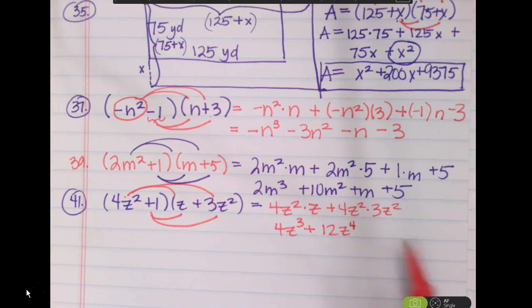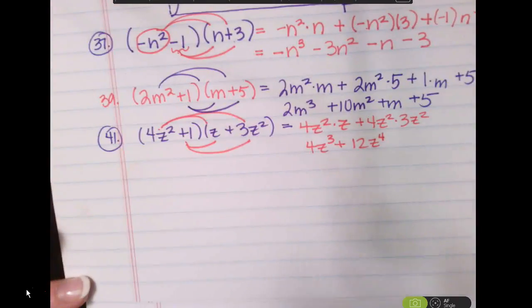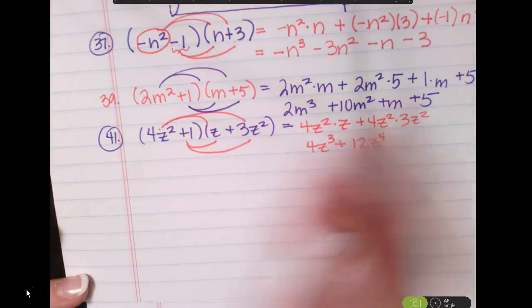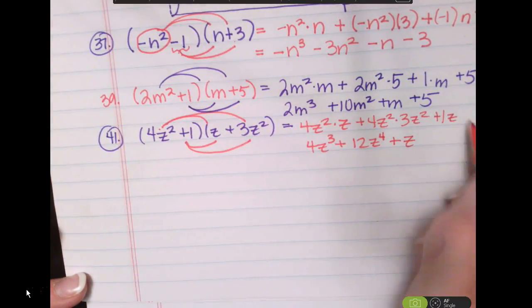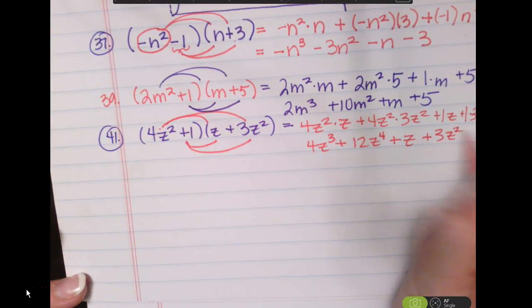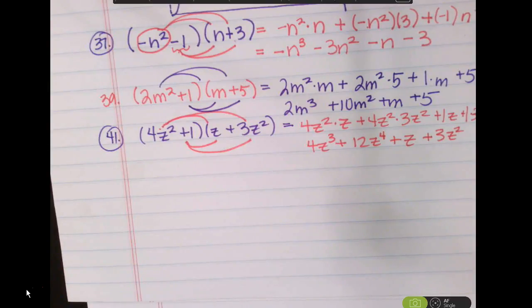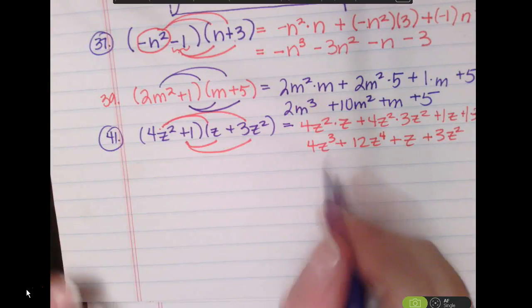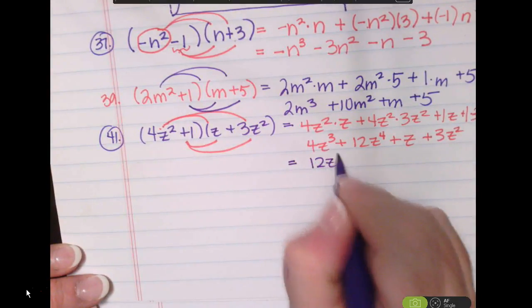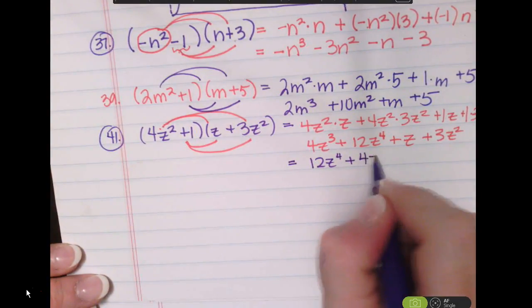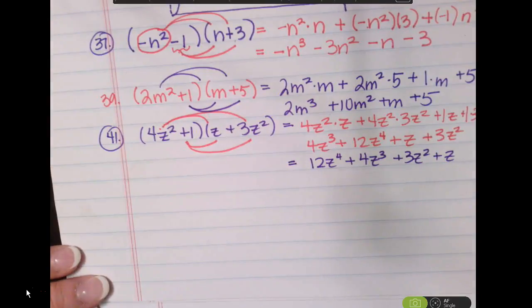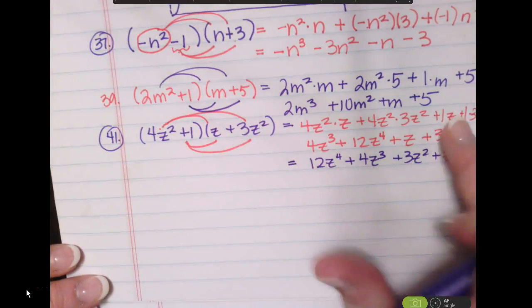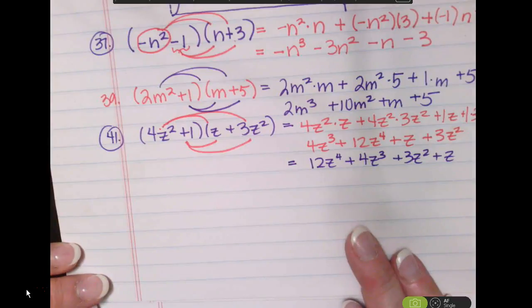which I can already tell I'm going to have to switch some things around to get them in standard form. So plus 1 times z, alright, that's an easy one. So that's just z. And then plus 1 times 3z squared, so that is 3z squared. Okay, so I've got all my multiplying done, but my answer is not in standard form. So I want to go ahead and do descending order of the variable. So I'm going to put 12z to the fourth plus 4z cubed plus 3z squared plus z. So things didn't end up in the right order because my binomial that I started with wasn't in descending order.